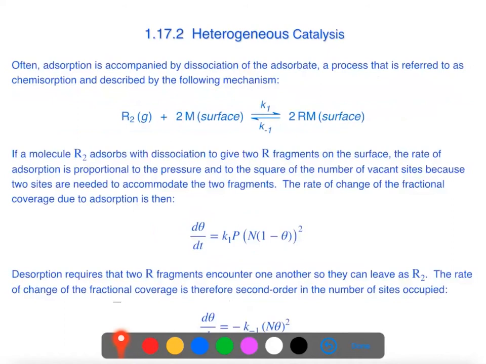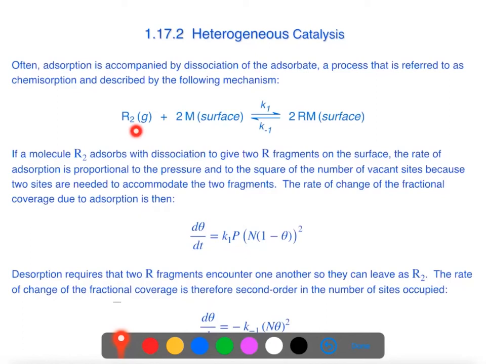Often, adsorption is accompanied by dissociation of the adsorbate, a process that is referred to as chemisorption and described by the following mechanism. In this scenario, we have a molecule R2 in the gaseous form, which adsorbs to the surface with dissociation to give 2 R fragments on the surface. And the rate of adsorption is proportional to the pressure and to the square of the number of vacant sites, because 2 sites are needed to accommodate the 2 fragments.